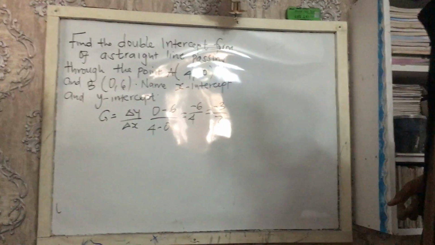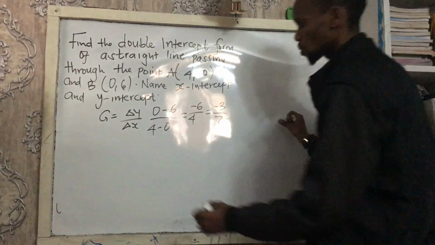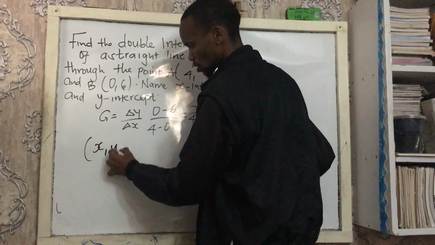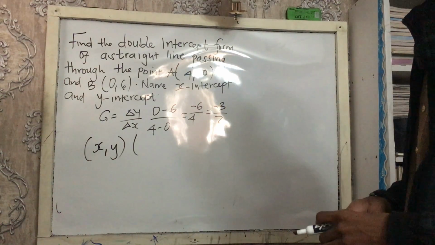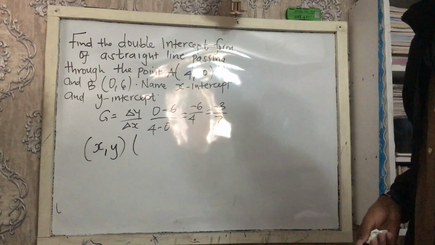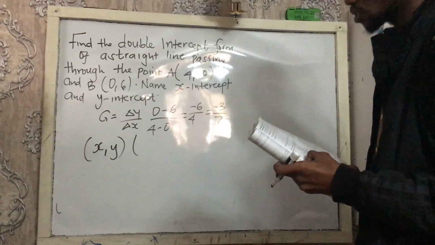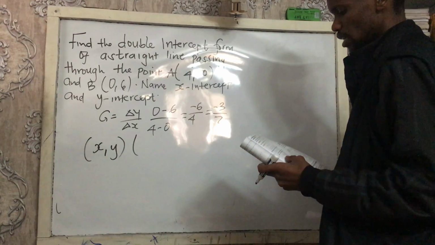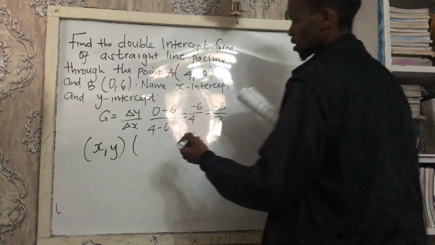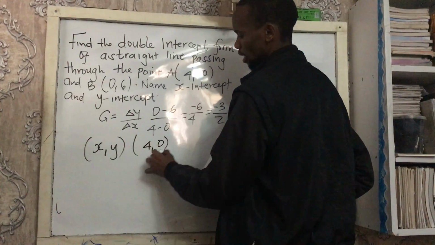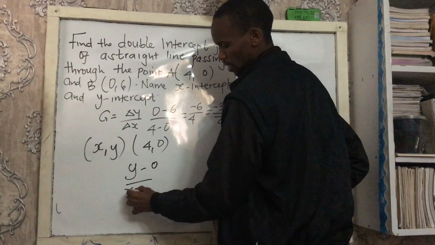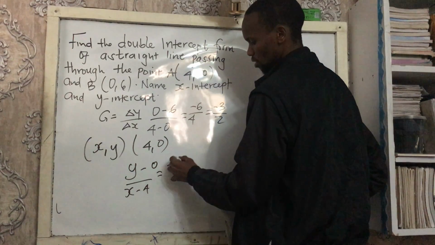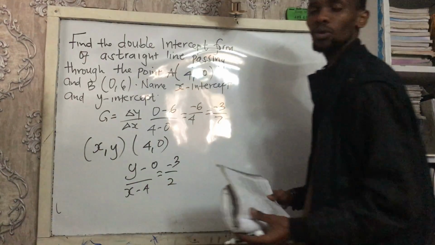Now let's take any general point, right? I might say (x, y), that's what I usually like to use. And then I take any point from the 2 given, right? I might take 4, 0. Okay, now I'll say y minus 0 over x minus 4 equals minus 3 over 2. Are we together?